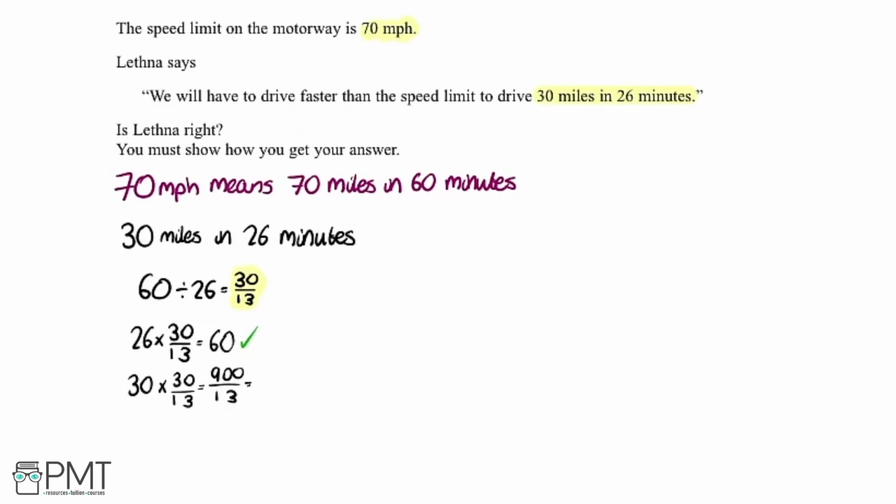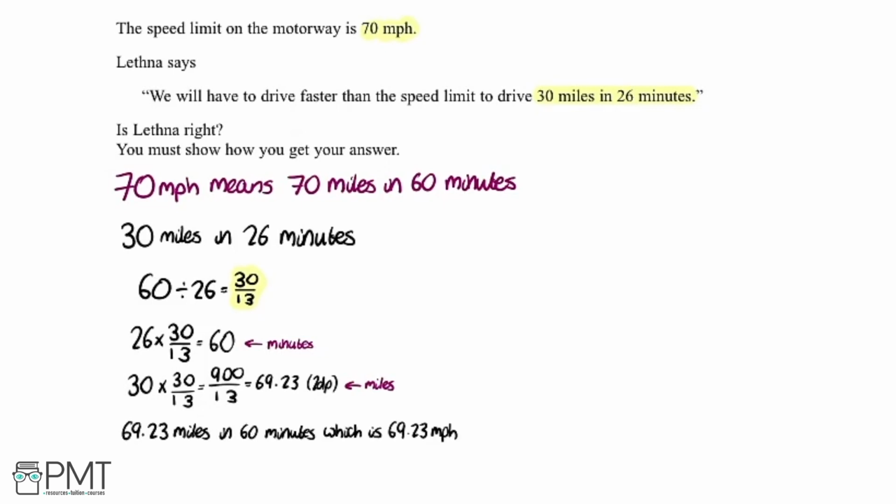And we're going to write that as a decimal. So that's going to give us 69.23, rounding that to 2 decimal places. Okay, cool. So if we think about this, this is our minutes, so it's in 60 minutes, and these are our miles. So writing this out in a sentence, you can go 69.23 miles in 60 minutes, which is 69.23 miles per hour.